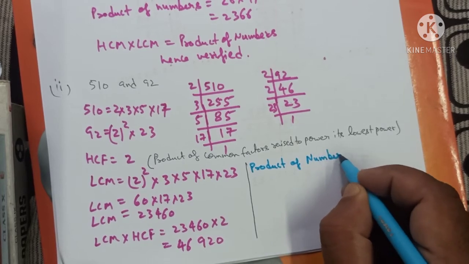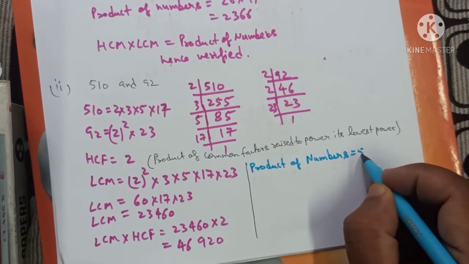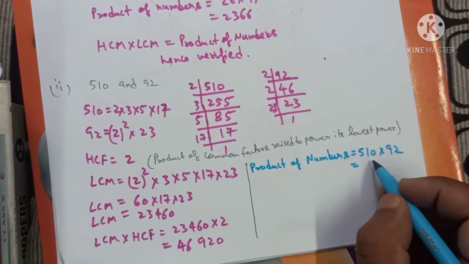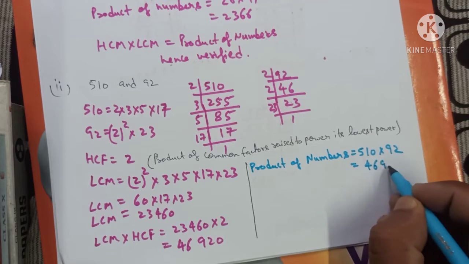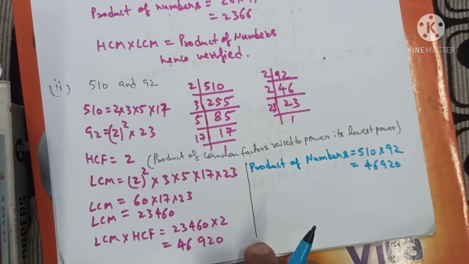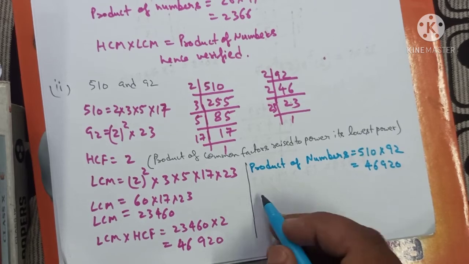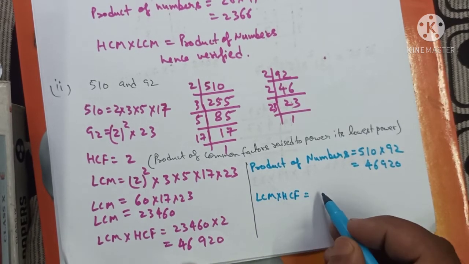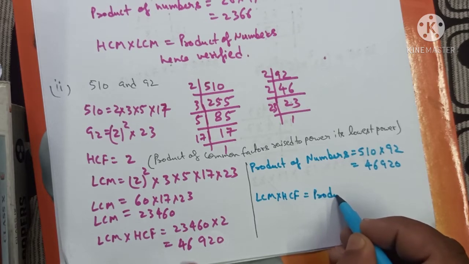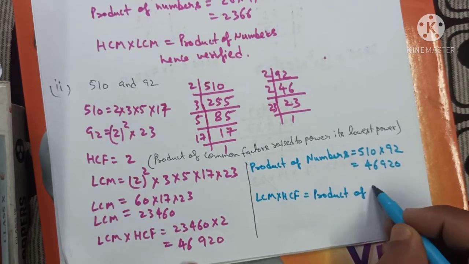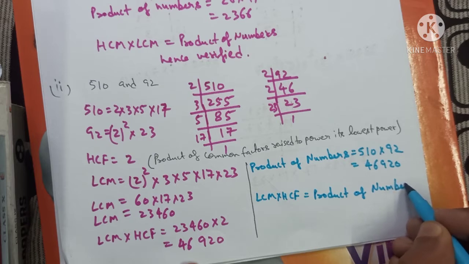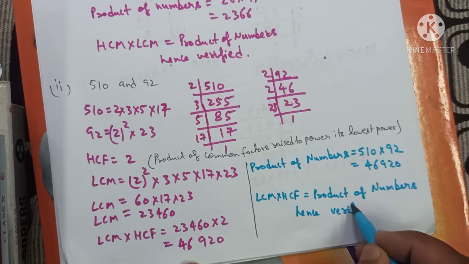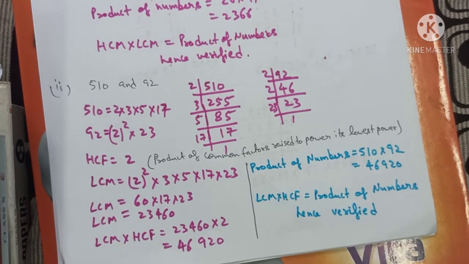And similarly, if we calculate the product of numbers, that is 510 multiplied by 92, it is also coming out to be 46,920. So from here we can say that LCM into HCF is equal to the product of numbers, hence verified. Okay, hope you have understood.